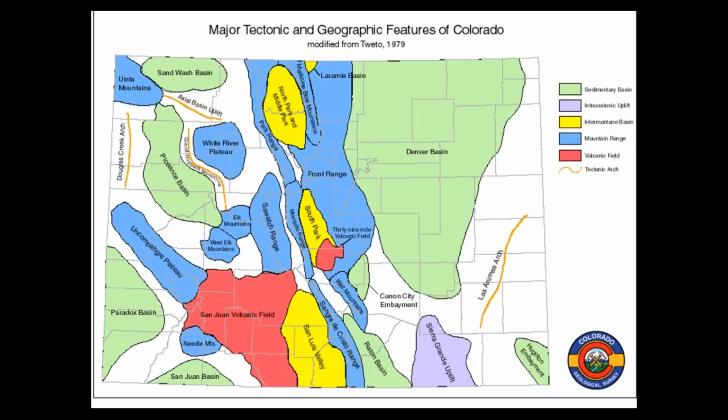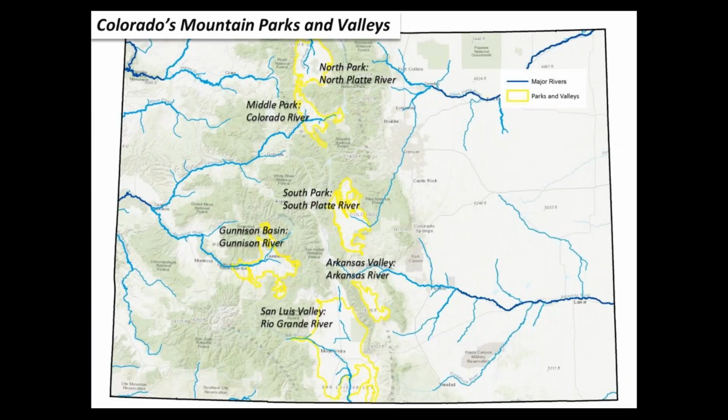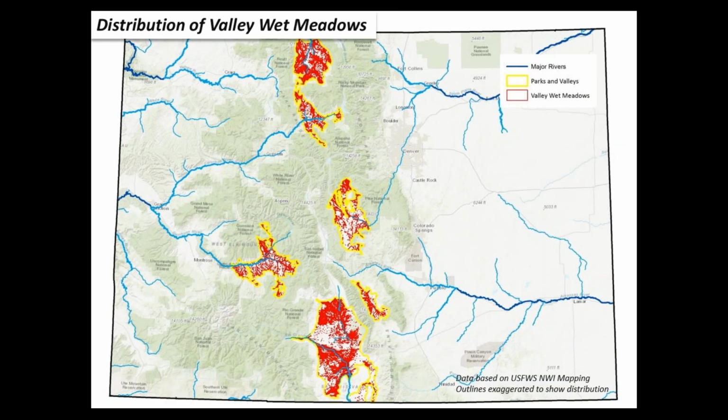This map shows major fault areas that have formed the largest parks, including North Park, South Park, and the San Luis Valley. This is another map showing the outline of boundaries of Colorado's mountain parks and major high valleys and the rivers that they support. To this, I've added herbaceous wetlands mapped within the parks and valleys.